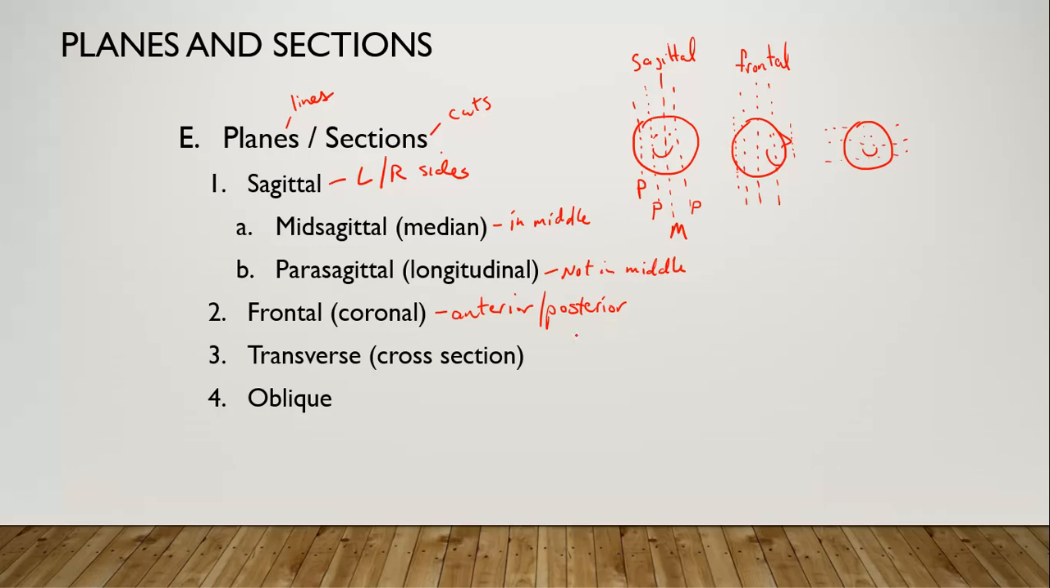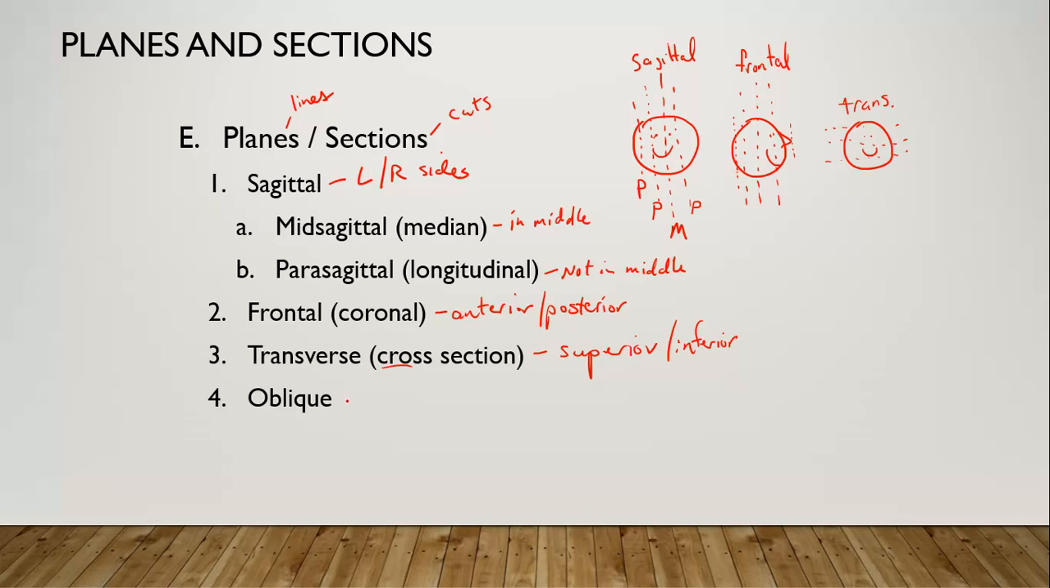All right. Transverse, this one's going to divide into superior and inferior sections. And so that's what this guy is over here. This is our transverse. Now, we also call this a cross section because we go across, from left to right, but we end up with the superior and inferior sections. And once again, there's infinite numbers of these. You can cut as many as you want.